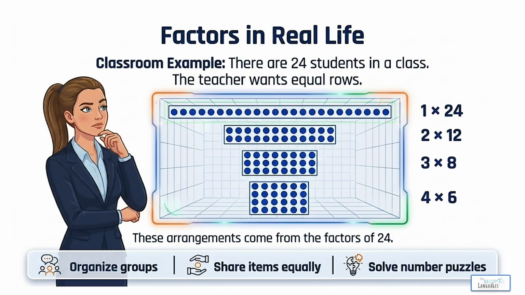By knowing the factors of 24, the teacher knows all the possible seating arrangements. They could do 1 row of 24. They could do 2 rows of 12. They could organize 3 rows of 8 or 4 rows of 6. Factors aren't just abstract numbers on a page. They're the practical, mathematical tools we use to organize groups, share items equally, and solve everyday spatial problems.